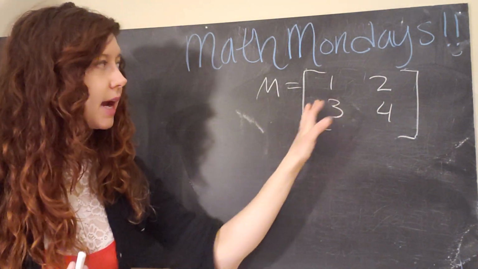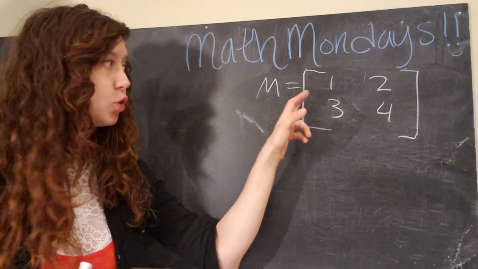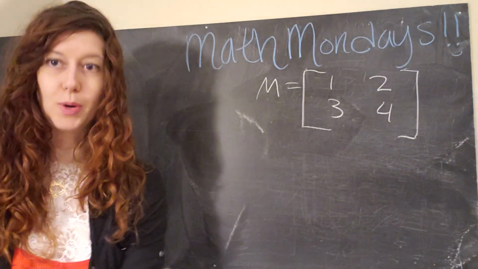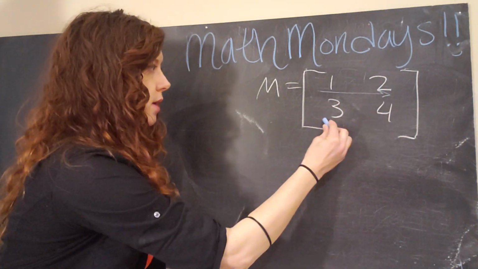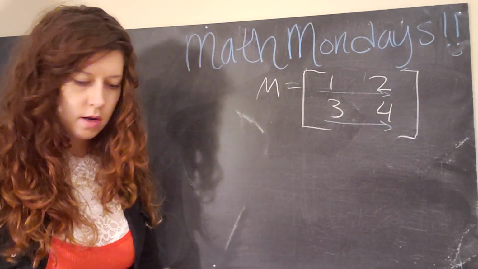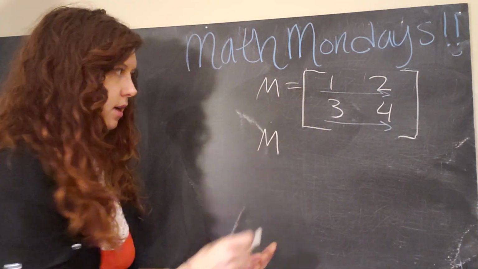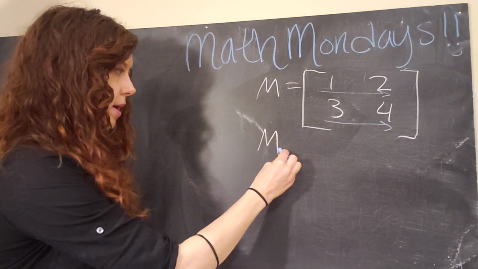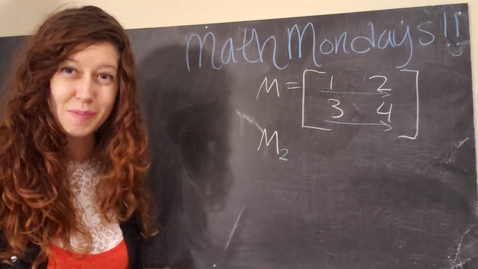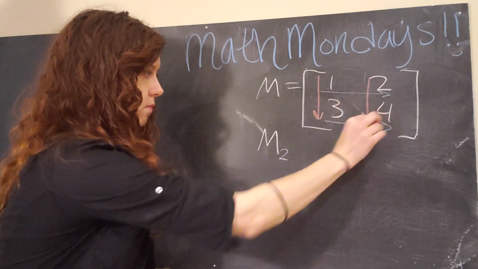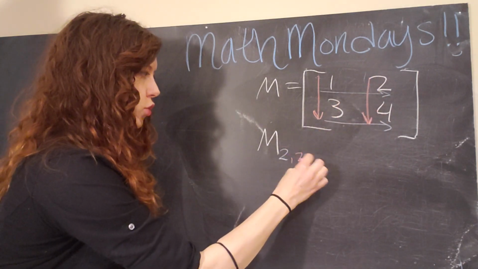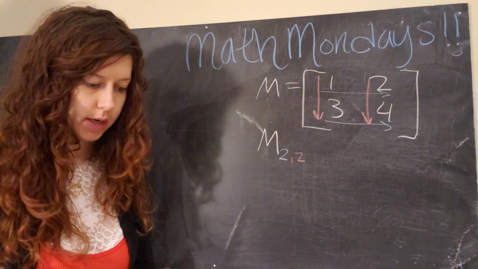So in this case, I have a matrix that has 2 rows. The rows go this way. And we write that like this. So we say that M has 2 rows. We use little subscripts. And it has 2 columns. So M is a 2 by 2 matrix.